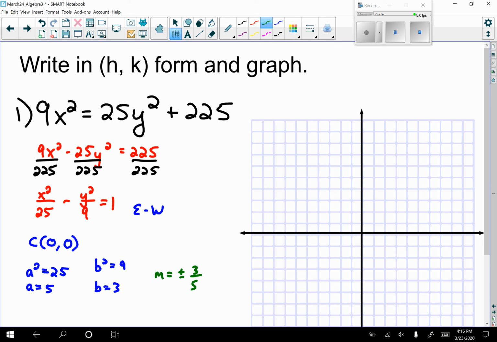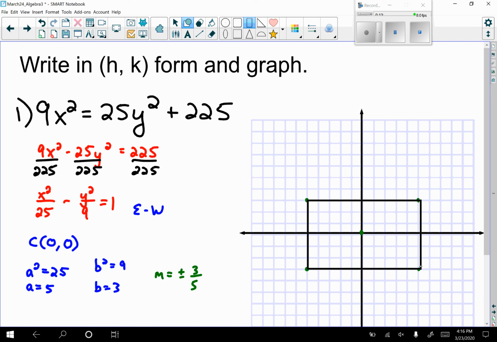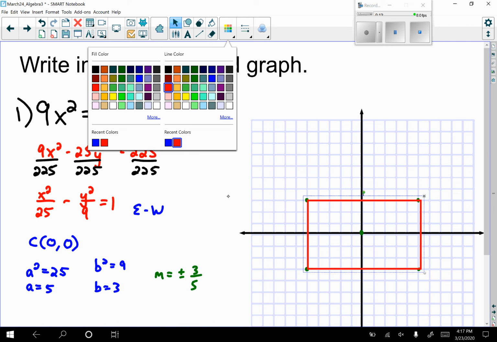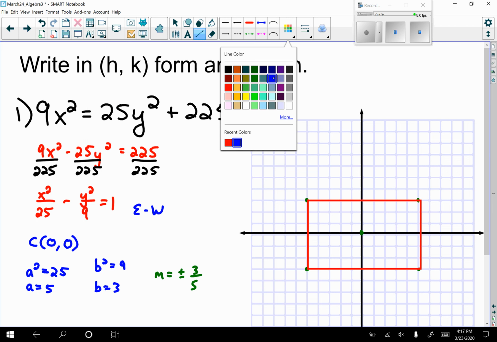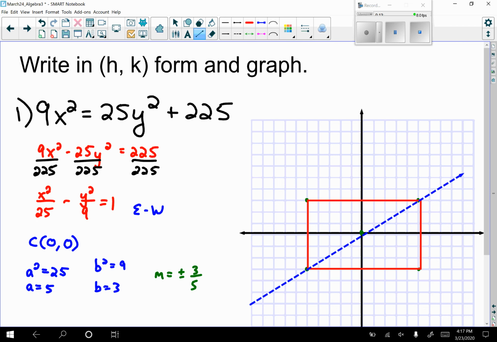So we go ahead and plot our center. I'm going to count up 3, 5 to the right, up 3, 5 to the left, down 3, 5 to the left, and down 3, 5 to the right. So there's my rectangle. Next, we want to draw in the asymptotes. Again, make sure you go through the vertices of the rectangle.